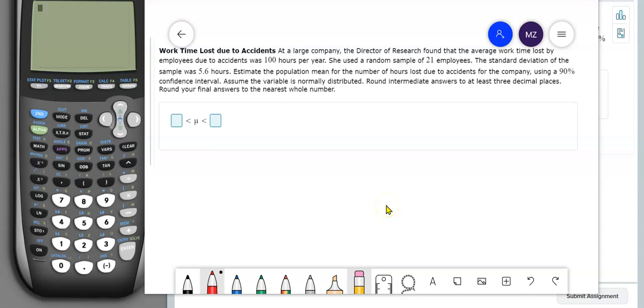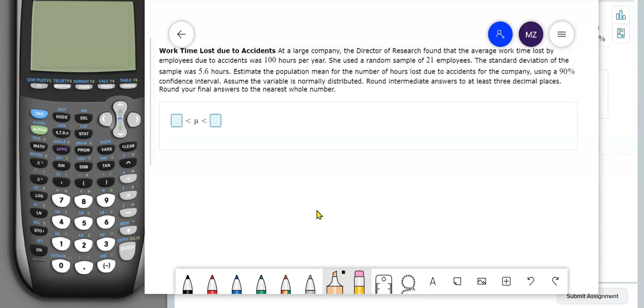Okay, this question is about the confidence interval again, but we're going to be using the t table, right? In this case, we are unable to do it with the calculator, at least the shortcut way. We can use the calculation, but we have to know our formulas, right? So let's read the problem.